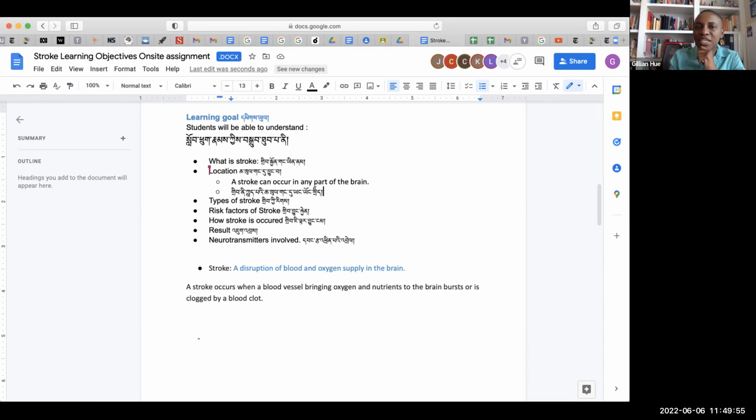Okay, so since a stroke can occur in any part of the brain, what do you expect your students to learn about location? Can you say what you expect your students to learn about location?